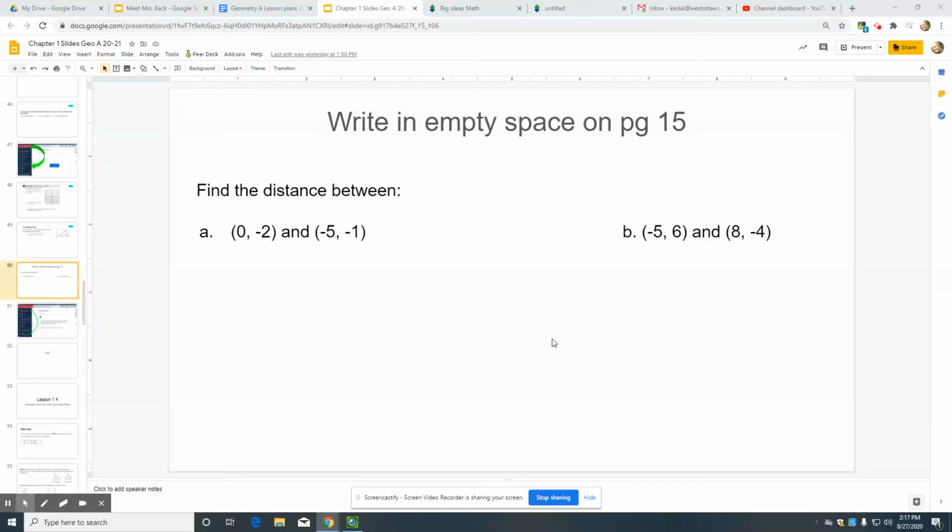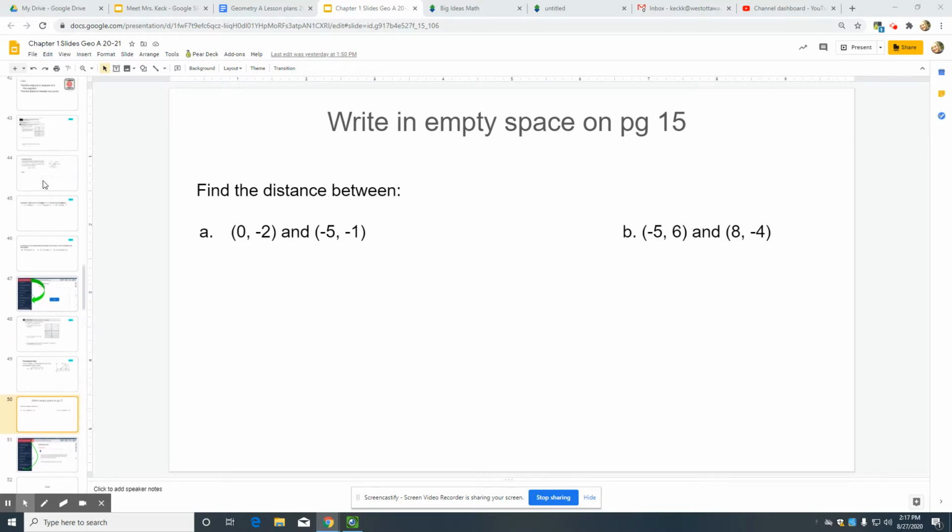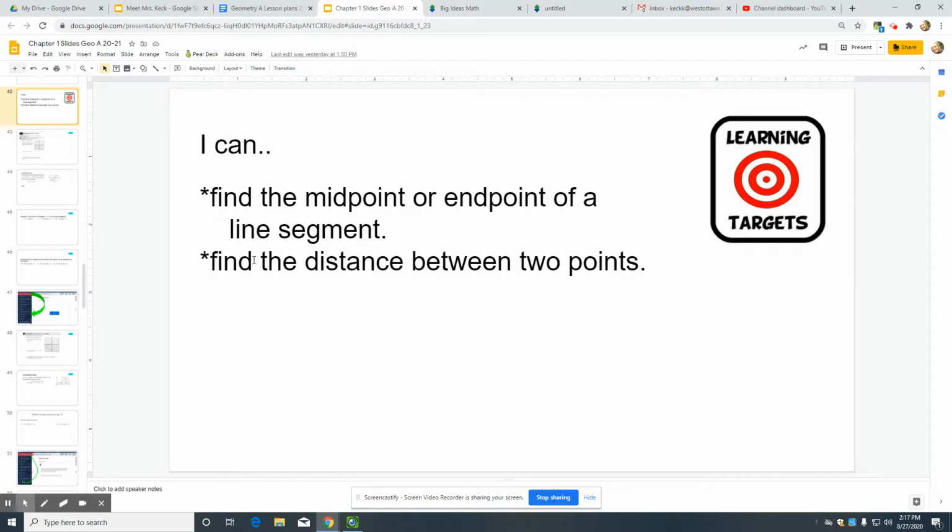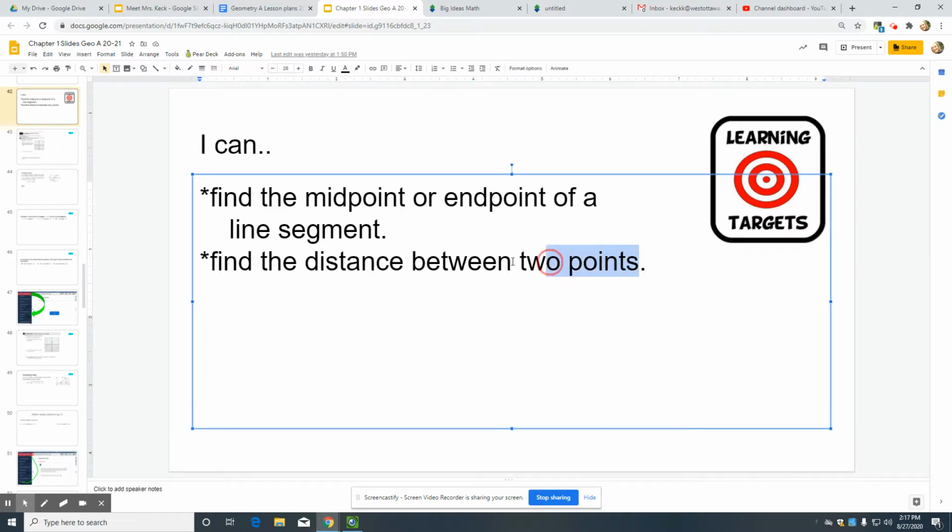In this last video for lesson 1.3, we are going to be writing these extra examples down somewhere on page 15 in your student journal. So find an empty space. This problem will help us work on the learning target of finding the distance between 2 points.